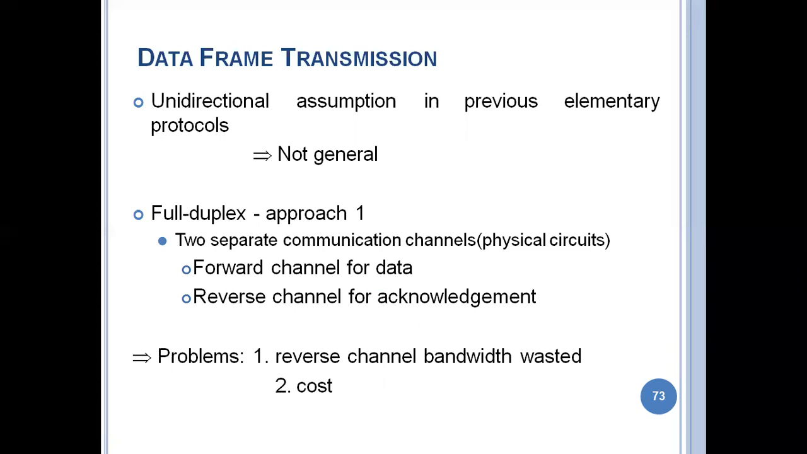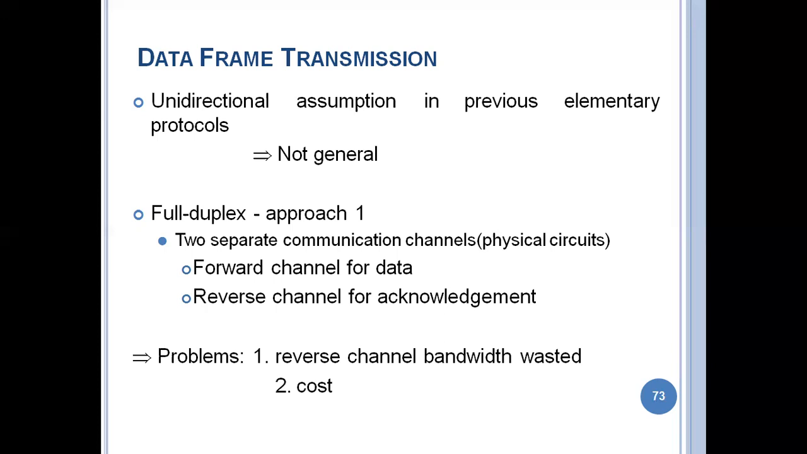But the problem here in the full duplex mode is that for the channel we use for reverse transmission, the reverse channel, the bandwidth is wasted. Why? Because just for the purpose of acknowledgement we are using that much bandwidth. If the bandwidth were used for the forward channel, that would be good, because in the forward channel we are transmitting the data packets, but in the reverse channel we use it only for acknowledgements.